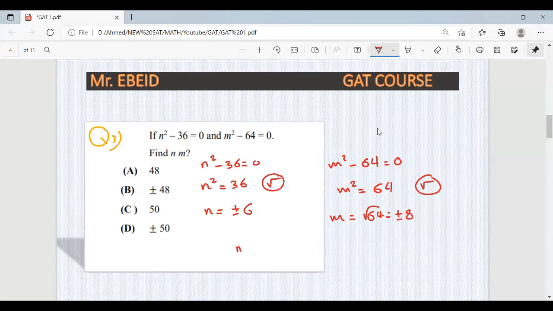Now we want to find n times m. It means positive or negative 6 times positive or negative 8, which equals positive or negative. You know that 6 times 8 equals 48, so the answer is B.